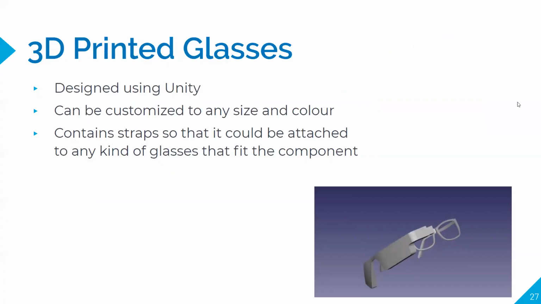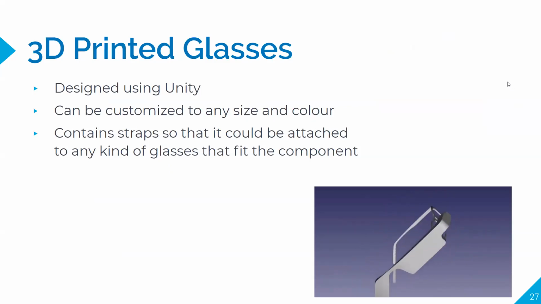As for the 3D printed glasses, we did not actually succeed in doing this task due to the current situation. However, we did achieve to find a design online that best suits our design. It is done on Unity, which allows us to customize the color and the size to what suits our components. And the glasses are made up of two separate components that are printed separately: the frame itself and the container to hold the components in place. The container has stripes in order to be attached to the printed frame or any other frame of the user's choice.